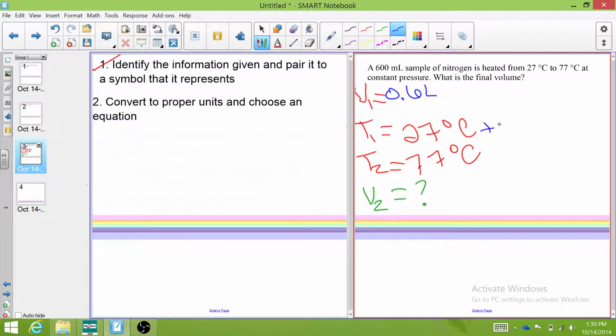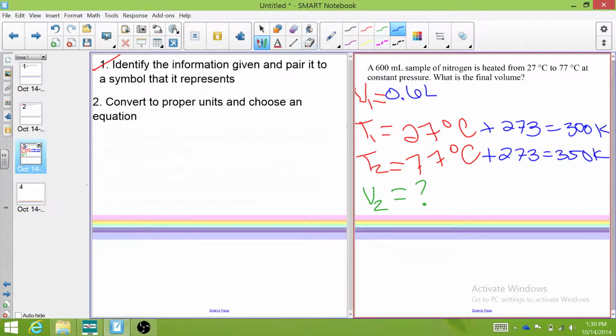So 27 plus 273. Same thing down here, 77 plus 273. So 27 plus 273. Let's see if I can put that in my calculator. 273 plus 27 is 300 Kelvin. And then 273 plus 77 is 350 Kelvin.